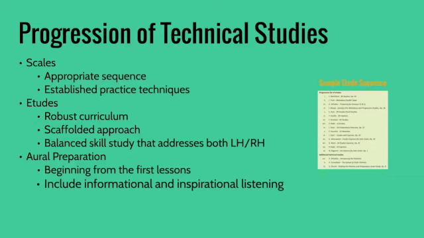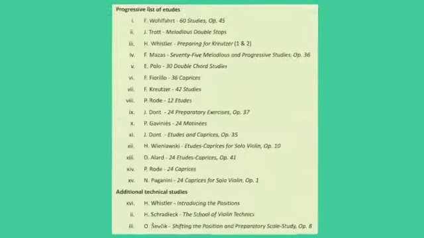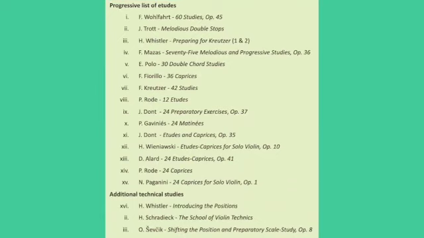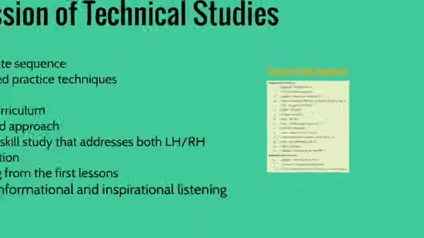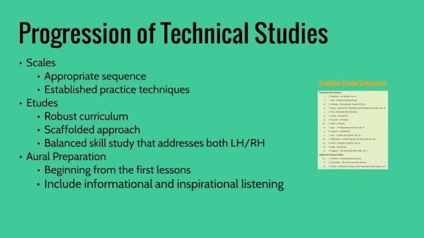And then finally, a balanced skill study is important. So you need something that addresses both the left hand and the right hand. And then also the coordination between the two is important. So I do here have a sample etude sequence, and I'm not going to go through it line by line, but if you would like to take a closer look at it, just go on ahead and pause the video. But otherwise, let's plow forward.